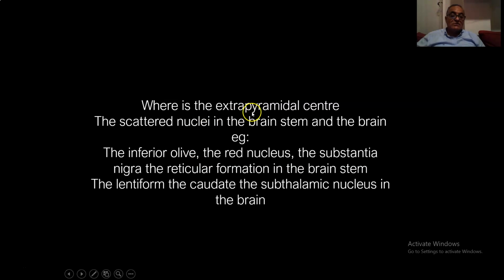Where is the extrapyramidal center? Where is the center of the extrapyramidal system? The center is scattered nuclei in the brainstem and the brain. That's why sometimes it's difficult to say where exactly the extrapyramidal system is. It's a motor descending system outside the pyramid, so it's present in many places. Inferior olive, the red nucleus, the substantia nigra, the reticular formation of the brainstem, the lentiform and caudate nuclei, the subthalamic nucleus, all are components of the extrapyramidal system.